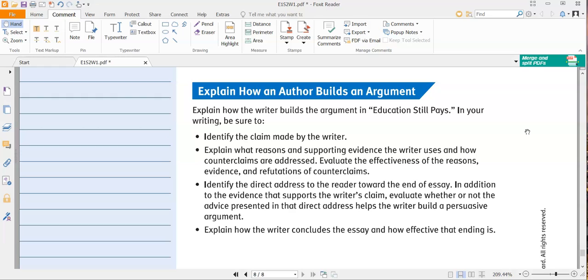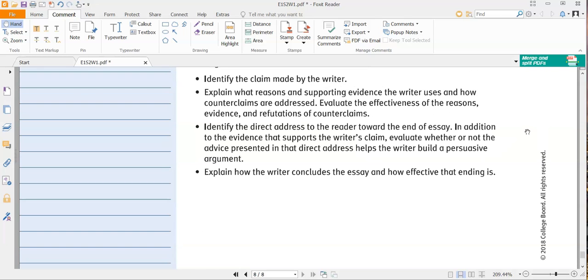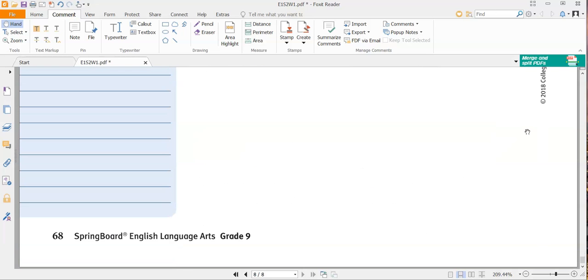So then you're going to identify the direct address to the reader toward the end of the essay. That's going to be the part in the conclusion that asks the reader to do something. So in addition to the evidence that supports the writer's claim, evaluate whether or not the advice presented in that direct address helps the writer build a persuasive argument. So you're going to look at that direct address and decide, does this help my writer with their argument or not? And then last but not least, explain how the writer concludes the essay and how effective that ending is. So what they do to conclude it, and then if you think that their conclusion is strong, weak, or what.